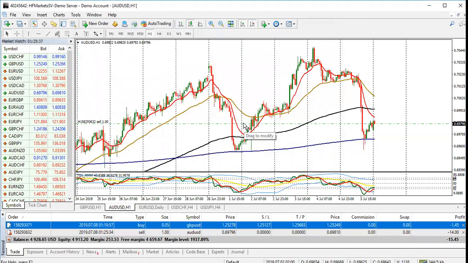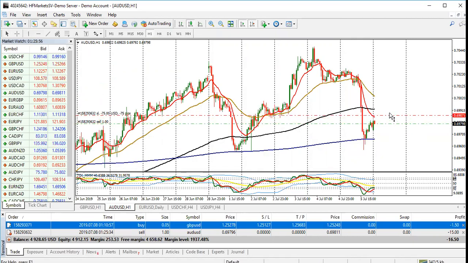And two ways for me to modify this trade. Place a cursor on the price, drag to modify, and the stop loss this time around will be above because I am selling. I'm selling that and hoping that price will drop. So my stop loss will be above. So I put my cursor on the price and I drag.